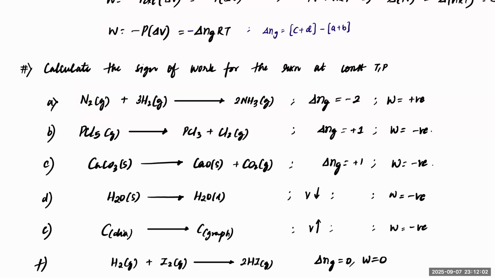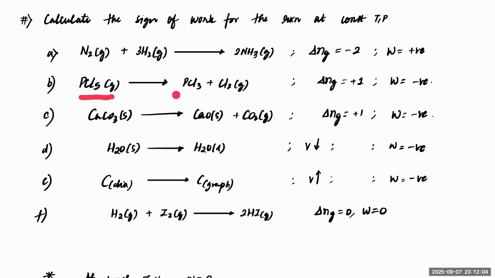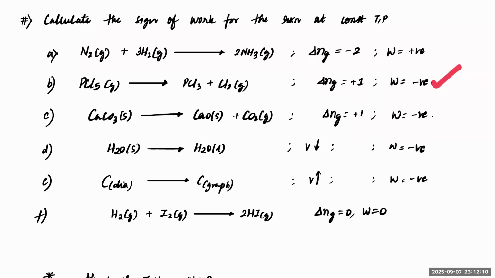Next, PCl5 giving PCl3 plus Cl2. Delta Ng is plus 1, which means the work has to be negative, so an expansion is happening during the reaction. Calcium carbonate: this side is solid, this is gas. So delta Ng, you only check for gases. In the product, you have 1 mole. In the reactant, you have 0 gaseous moles. So delta Ng is 1. Work done is negative. Here also expansion is expected.